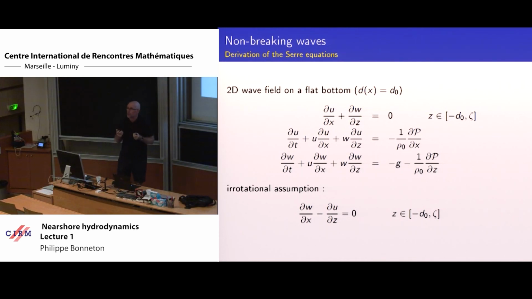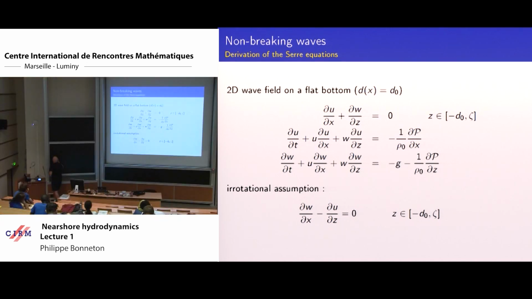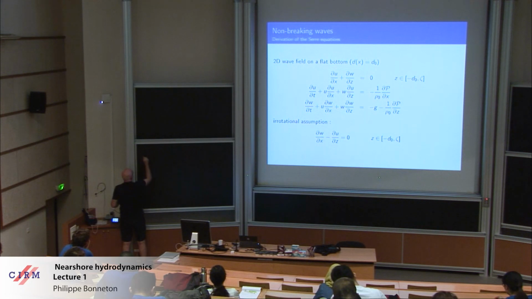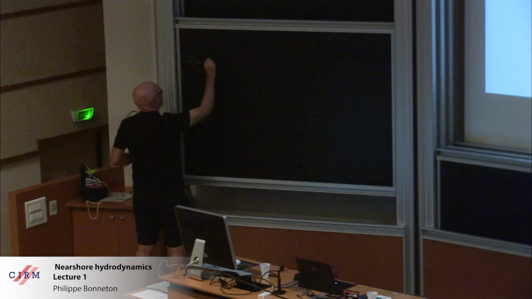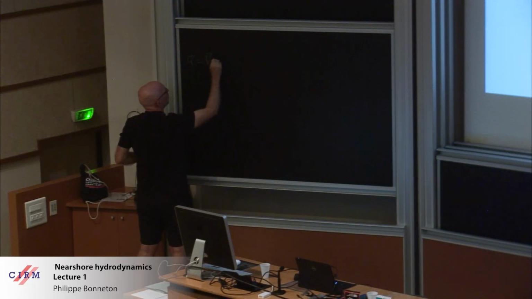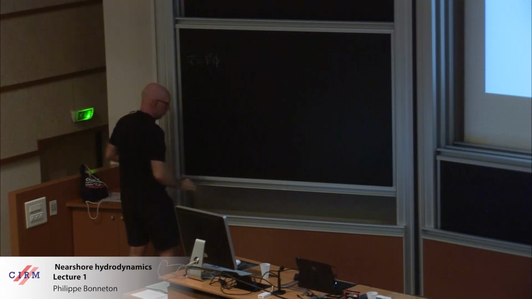Outside the surf zone, the assumption of irrotationality is really good for describing a wave in this environment. So you can see here the irrotational assumption. Of course, later we will use the fact that for such an irrotational flow, the velocity is equal to the gradient of a potential phi.